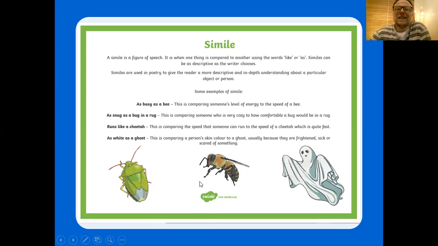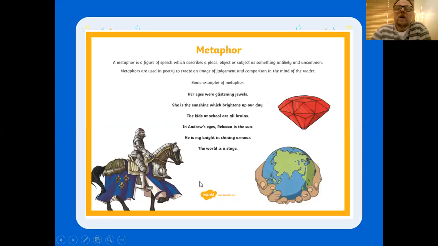Something that's very similar to similes is the next one, which you've maybe not heard of before, which is metaphor. It's very similar. I should use the word similar because that's for similar, but instead of saying something is like something else, you say something is something else. So instead, her eyes didn't glisten like diamonds or like glistening jewels. You're saying her eyes were glistening jewels. The kids at school are all brains. He is my knight in shining armour, and the world is a stage. All those are making metaphors about him.